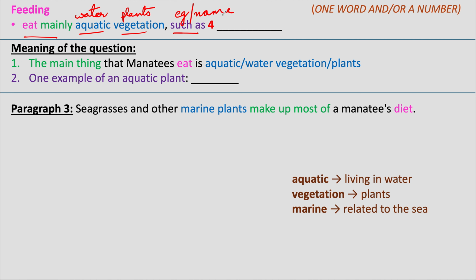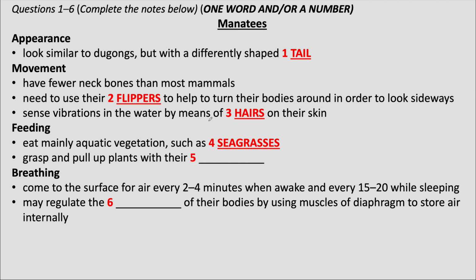In paragraph 3, we read sea grasses and other marine plants make up most of a manatee's diet. Marine means sea, so marine plants are aquatic plants. Sea grasses are a type of marine plant. The answer to question 4 is sea grasses.